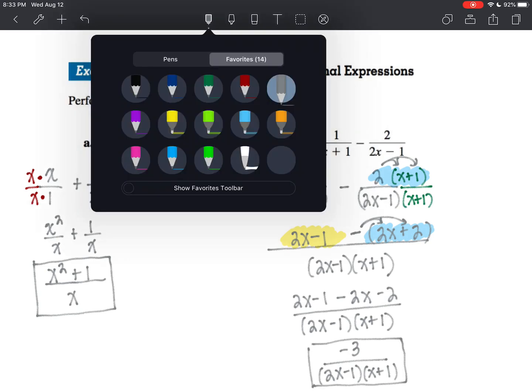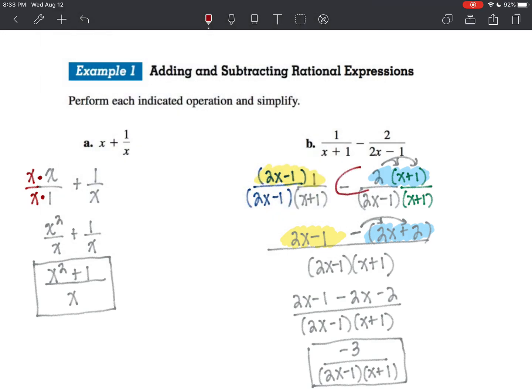So I'm going to show you in red what I normally do. What I normally do is I normally circle this. That negative goes with the 2, and then I distribute the negative 2, which would give me negative 2x minus 2, which is exactly what I got right here.